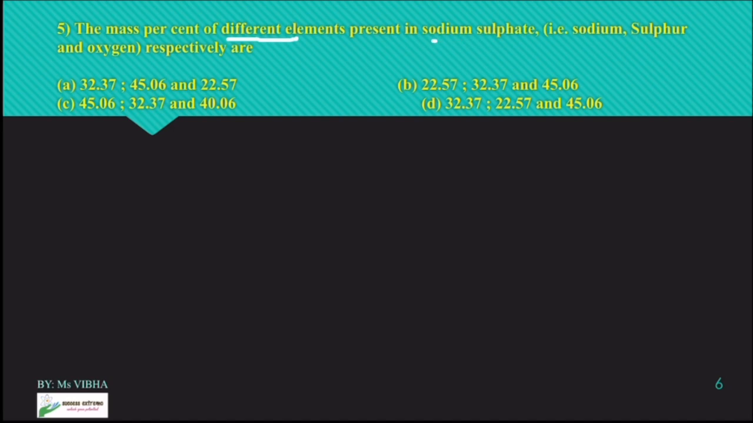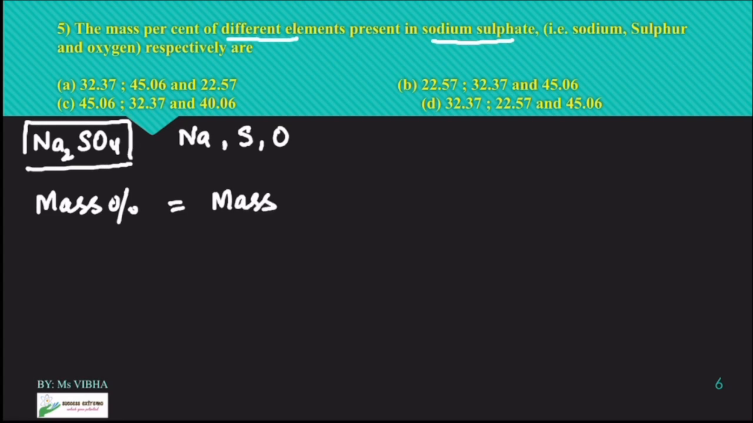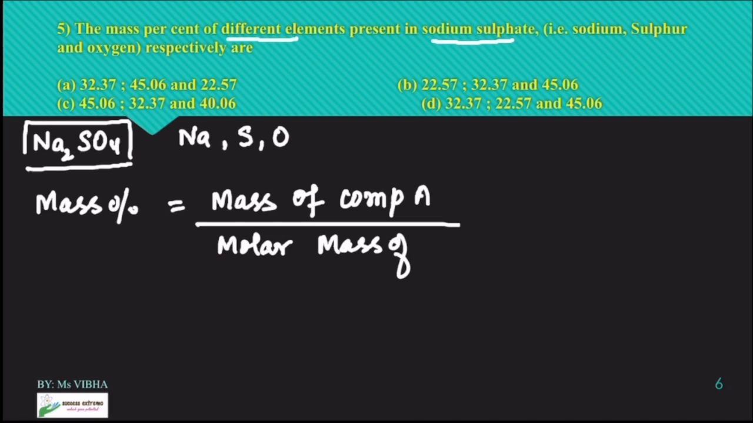The next question is on mass percentage, which says to find the mass percentage of different elements present in sodium sulfate. The formula for sodium sulfate is Na2SO4, and we have to find the mass percentage of sodium, sulfur, and oxygen in sodium sulfate. Mass percentage of any element in a given compound can be calculated as mass of component or element A upon molar mass of compound into 100. So if I have to calculate the mass percentage of sodium, I have to write it for sodium.